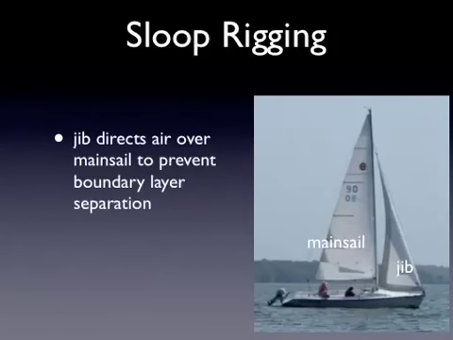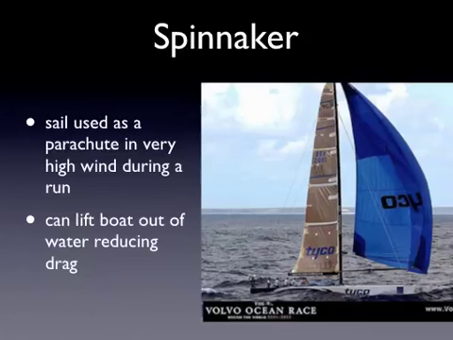And then finally, most sailboats don't use single sails, but they use two sails, a mainsail and a jib. The jib is similar to a slat on an airfoil, on an aircraft. The jib is actually used to direct wind over the mainsail to prevent boundary layer separation. So you can maximize your lift without causing the wing to stall.